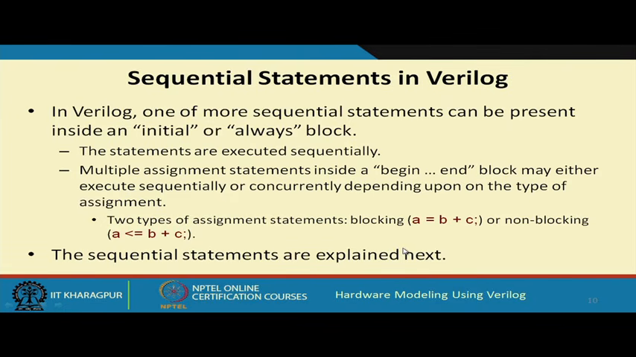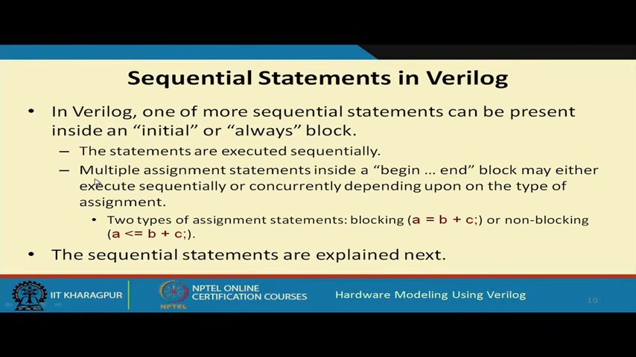Now, let us come to the sequential statements in Verilog. We have said that in the always block you can have a number of sequential statements. Such sequential statements can also be there inside the initial block. They are supposed to execute sequentially one by one. So, what is the idea? There are multiple assignment statements inside a begin end block, which may execute sequentially or concurrently depending upon the type of assignment. This is something we will be discussing later.